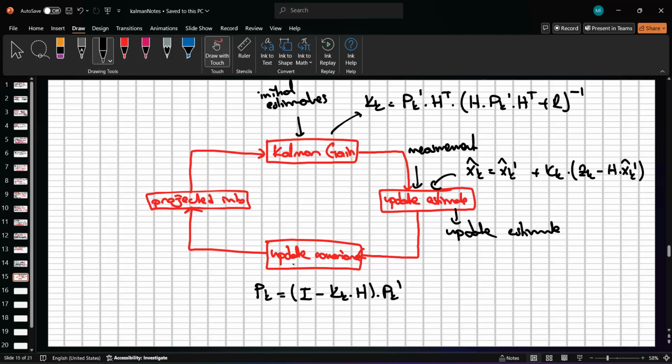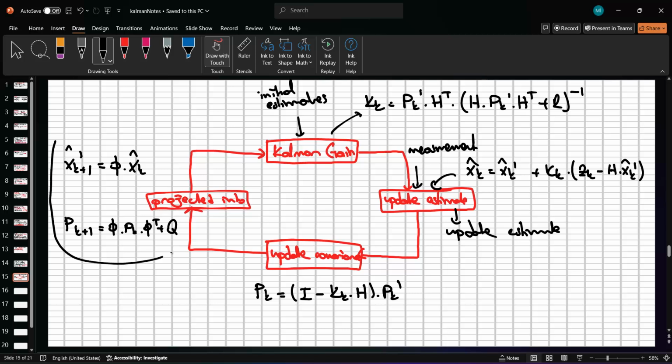And so how can we project everything in here? We need to utilize x_{k+1} prior knowledge hat is equal to Phi times x_k hat. And so P_{k+1} is equal to what? P_{k+1} is equal to Phi times P_k times Phi transpose plus Q. Okay?